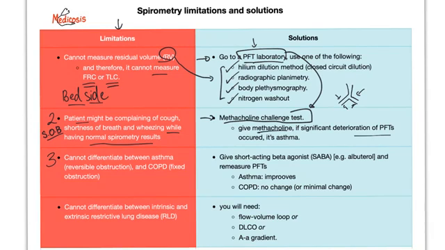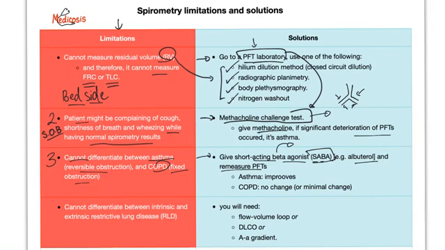Third limitation, spirometry cannot differentiate between asthma, which is reversible obstruction, and COPD, which is a fixed obstruction. What is the solution? You give a short-acting beta agonist, SABA, such as the famous albuterol, and then you measure the PFTs. This is also known as beta-2 agonist challenge.